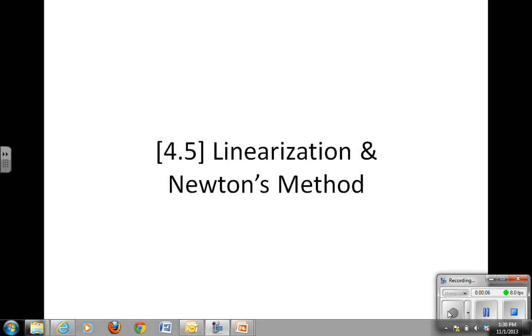We're looking at Chapter 4, Section 5 today. Even though the title of the section is Linearization and Newton's Method, we won't be covering Newton's Method. It's not covered on your AP exam. There's another topic, even though it's not in the title, which is differentials, and that is also not covered on your AP exam. So we're going to stick with just linearization and keep this short today.